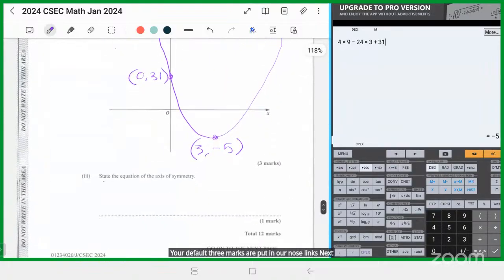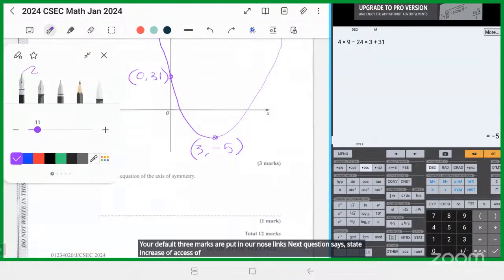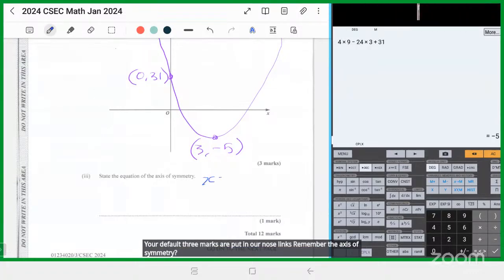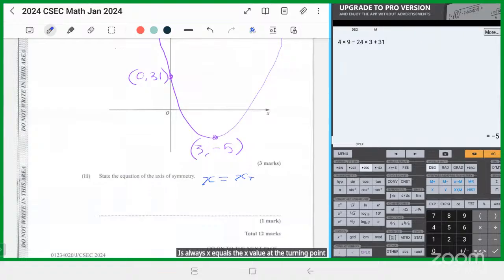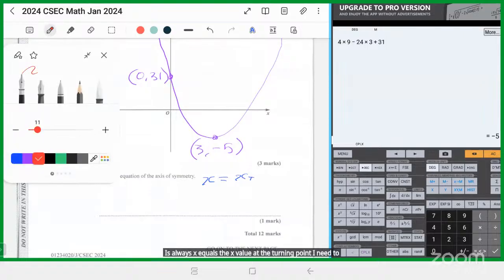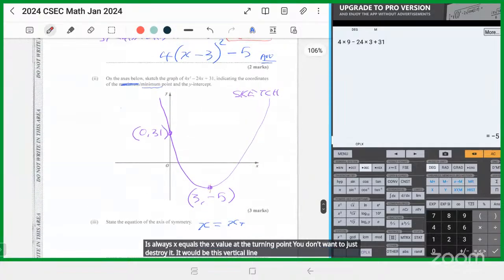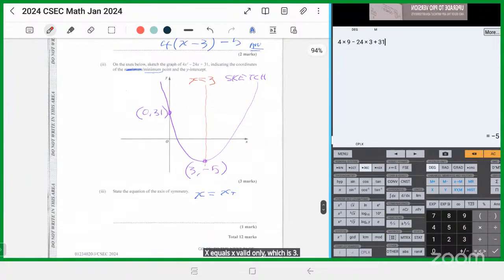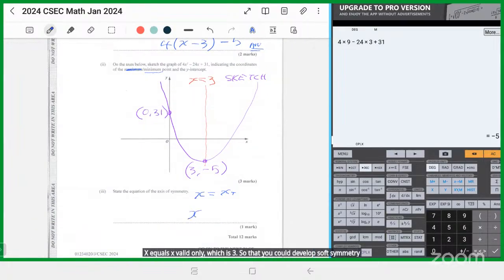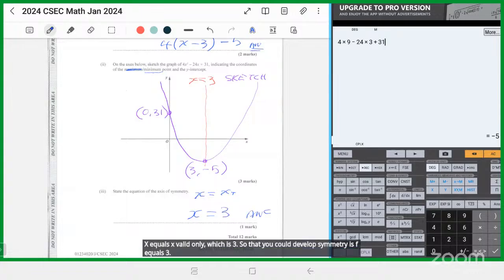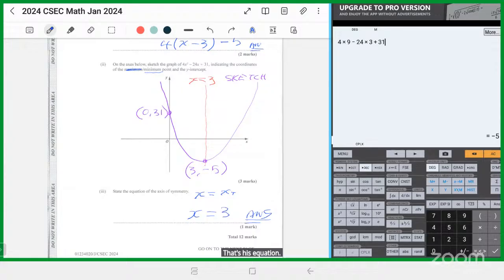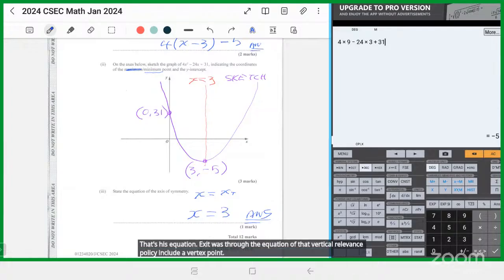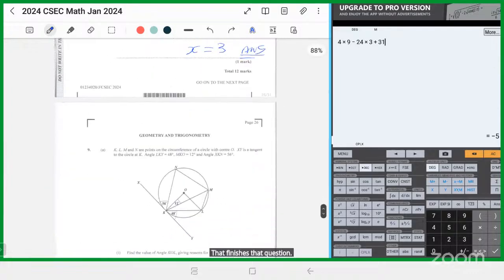Next question, it says, state the equation of axis of symmetry. Remember, the axis of symmetry is always x equals the x value at the turning point. If you want to show it, it will be this vertical line passing through the turning point. X equals the x value down here, which is 3. So the equation of axis of symmetry is x equals 3. That is the answer for the axis of symmetry. X equals 3 is the equation of that vertical red line passing through the vertex point. That finishes that question. Next one.